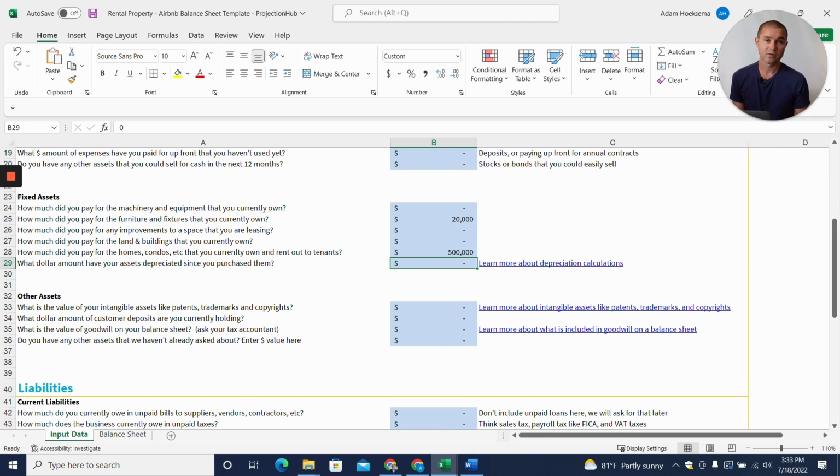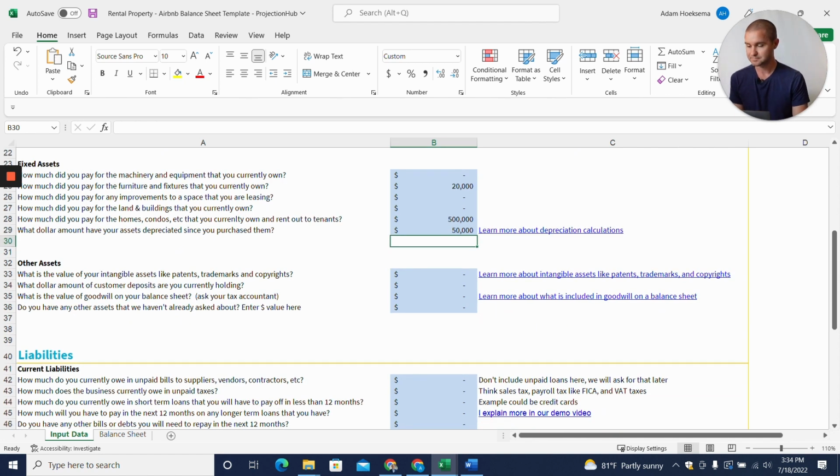If you don't know what your depreciation amount should be, one, you might need to talk to an accountant. Two, you can learn more about depreciation calculations here. But let's just say we know that our property is depreciated by $50,000. Maybe that's what we looked at on our last tax return and we saw that that's what we had listed. So put that in there.